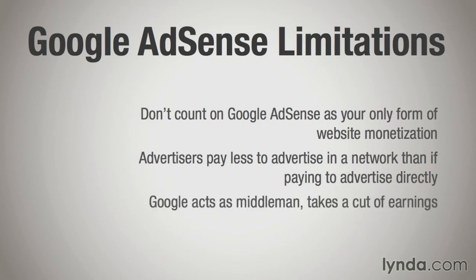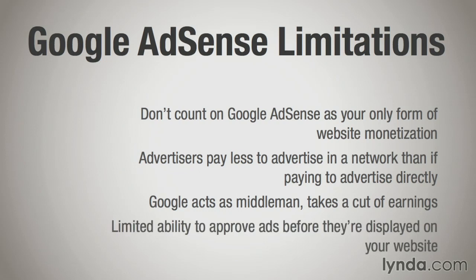Also, remember that as Google acts as the middleman, they're also taking a cut of your earnings, and as a publisher, you may be able to make a little more money by selling direct ads. Lastly, with Google AdSense, ads are automatically populated on your website, so you do have a limited ability to approve ads before they're being displayed on your website. So if you're worried about the content of the ads on your website, AdSense might not be the best solution for you. Google AdSense is a great tool and can provide a great deal of supplemental income for your web property, but don't forget to address other opportunities and forms of monetization that may arise while you're using Google AdSense.